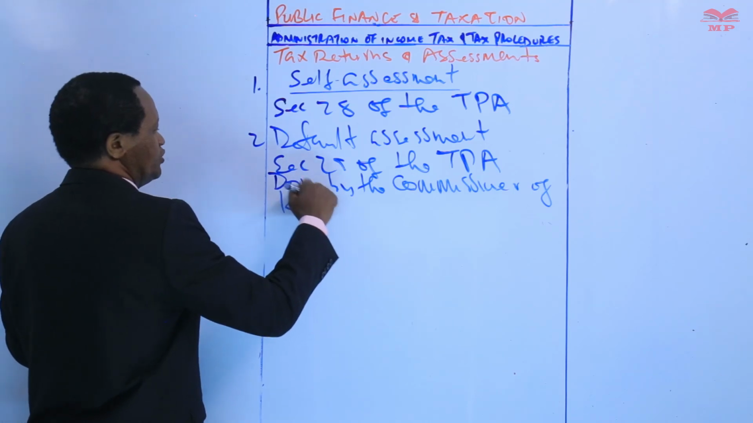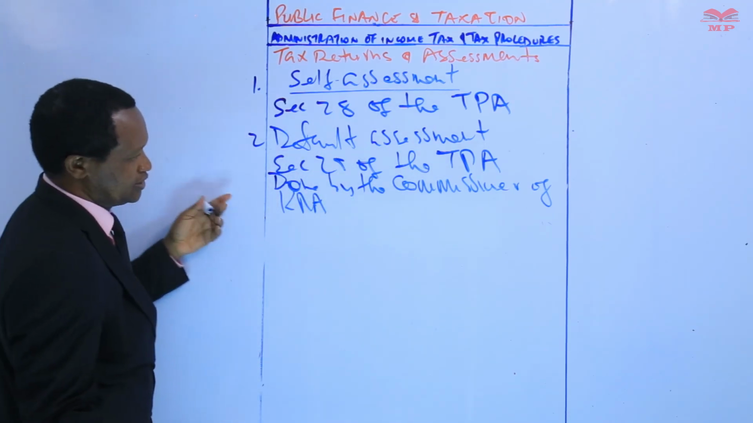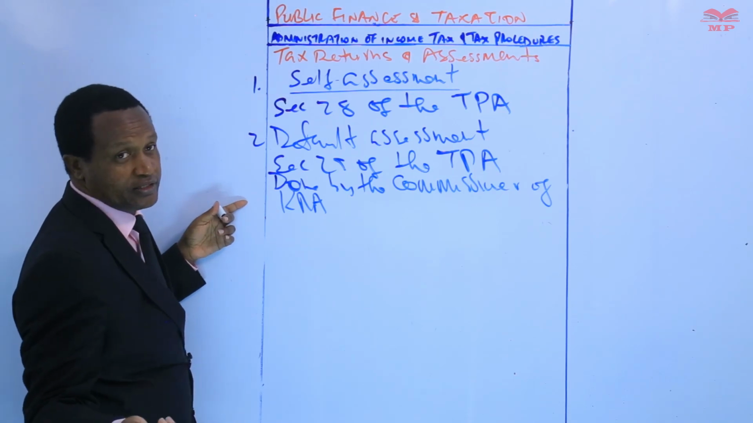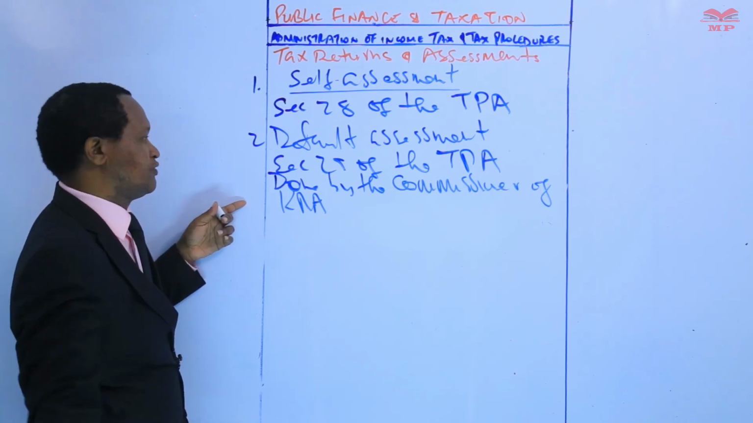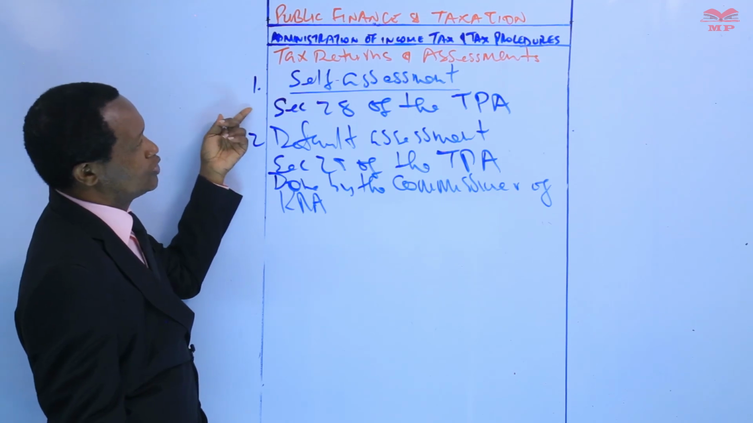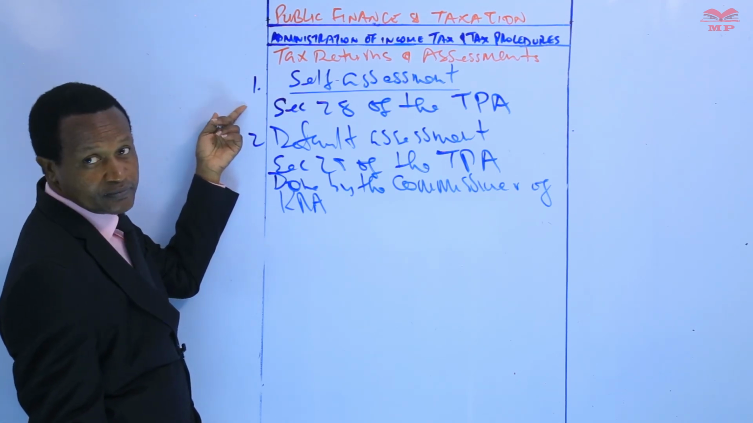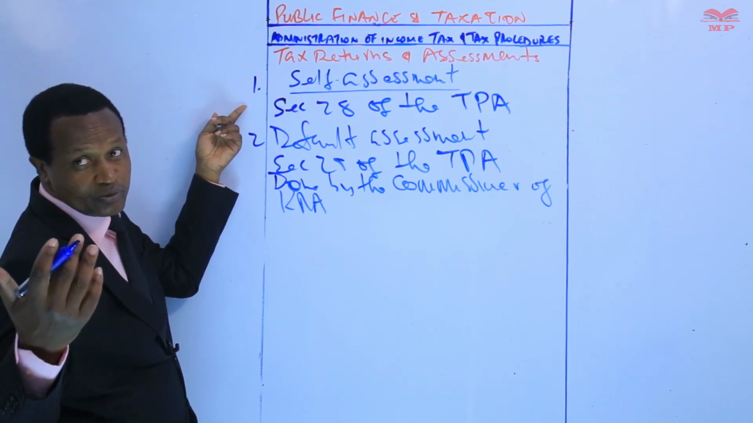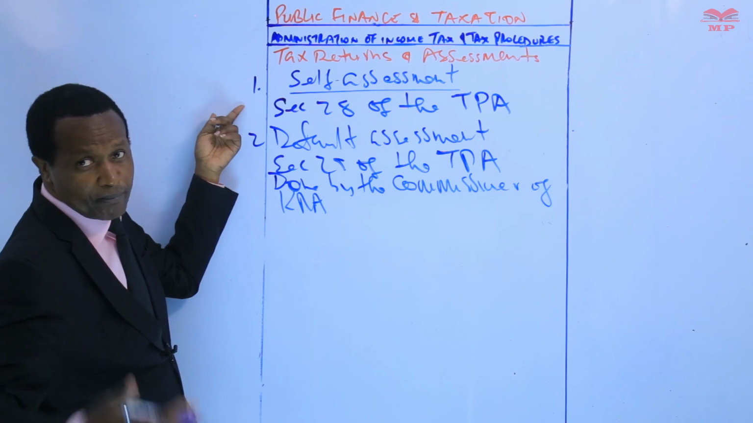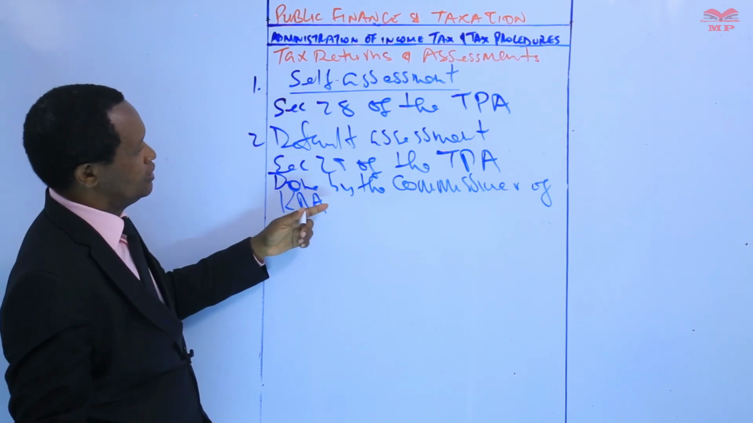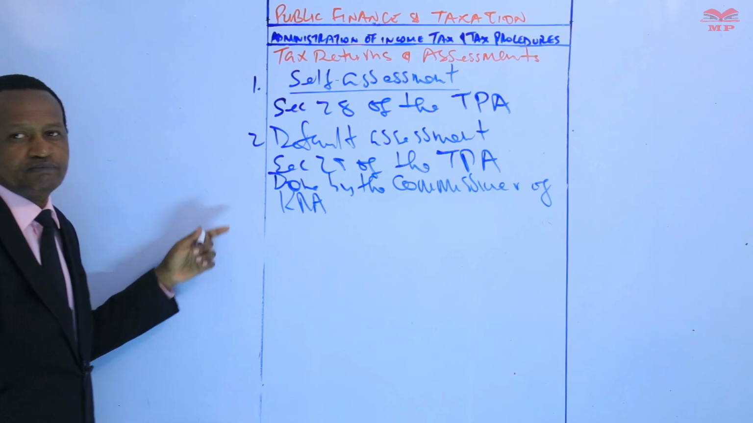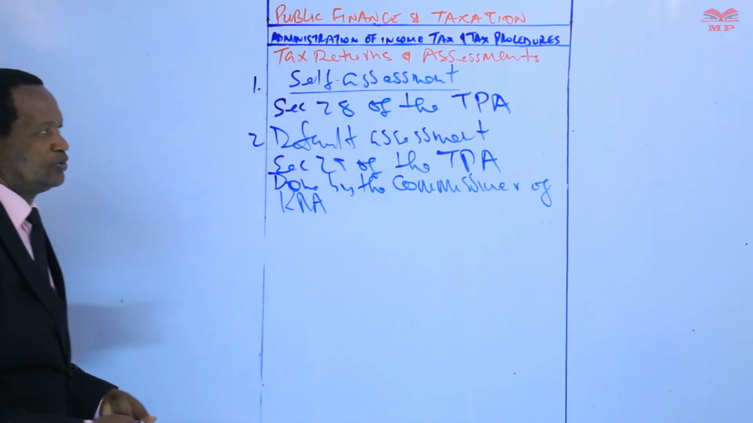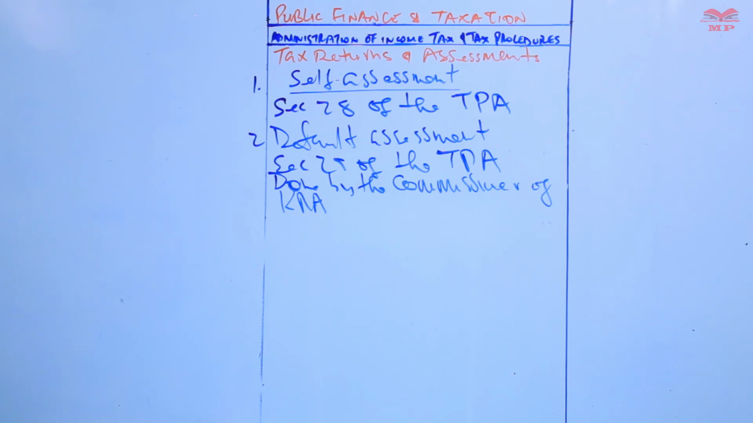Done by the Commissioner of Kenya Revenue Authority, and we cited two circumstances when that happens, because ideally we say that Kenya operates largely on self-assessment. But there are times when the taxpayer may not do the self-assessment. So when a taxpayer who is required to file a return fails to do so by the date, then the Commissioner of KRA may do the assessment. Or when the Commissioner is not satisfied with the self-assessment done by the taxpayer, then the Commissioner can carry out the default assessment.